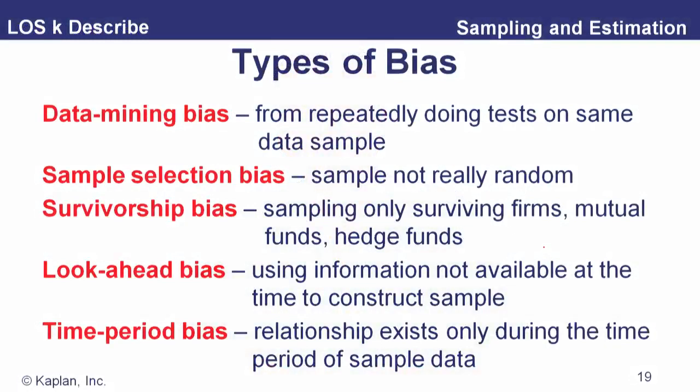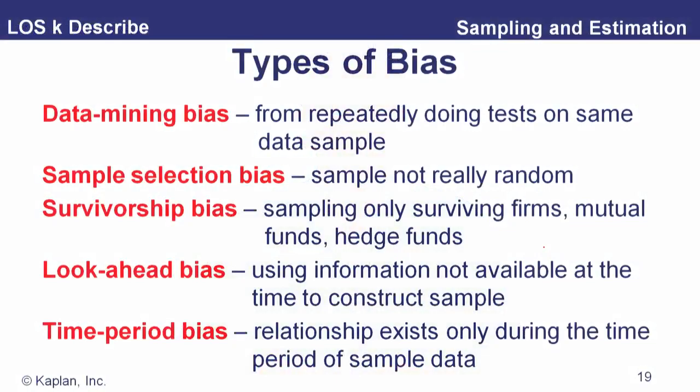Sample selection bias, well, if the sample is not really random. Remember, random means every member of the population has to have an equal chance of being selected. If that's not the case, our sample is going to be biased. Our sample mean is going to be a biased estimator of the true mean.